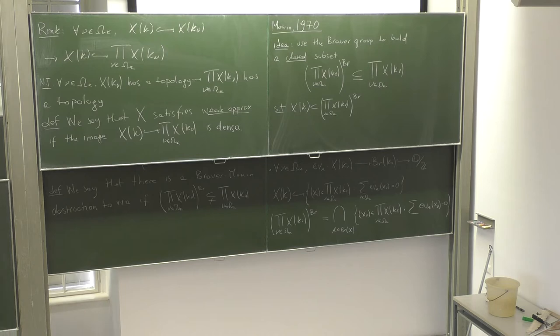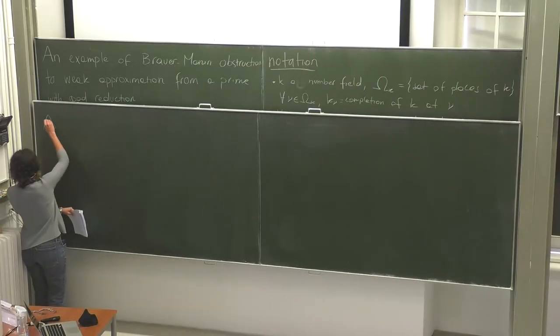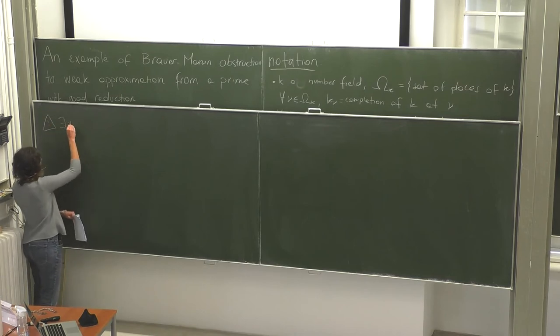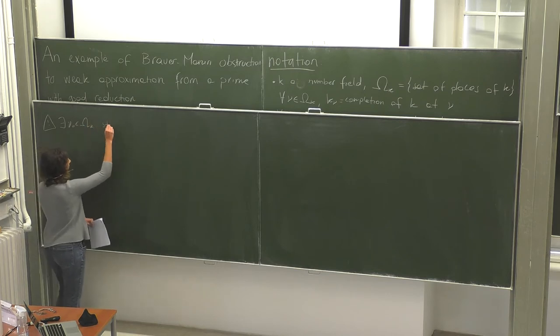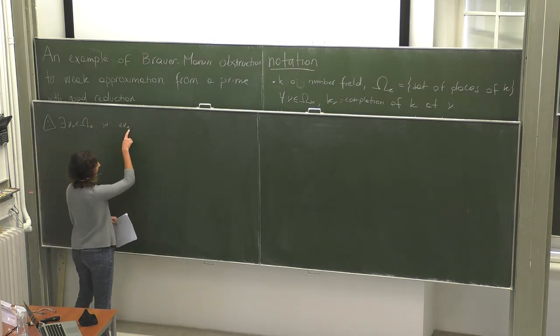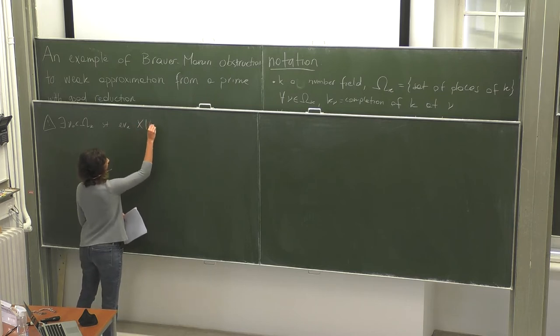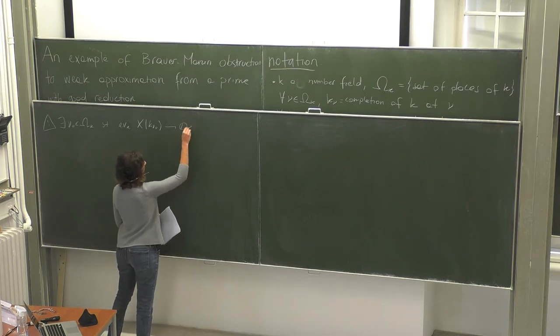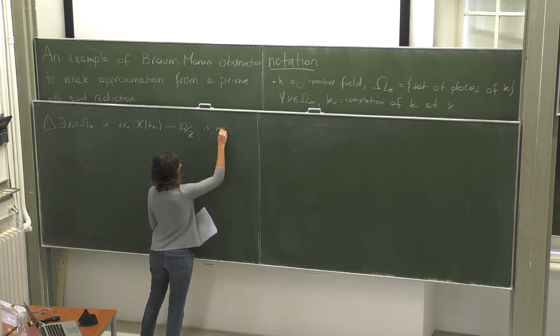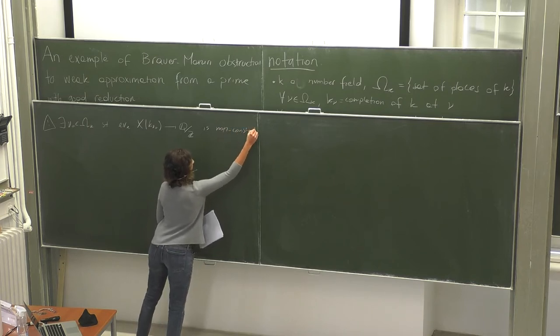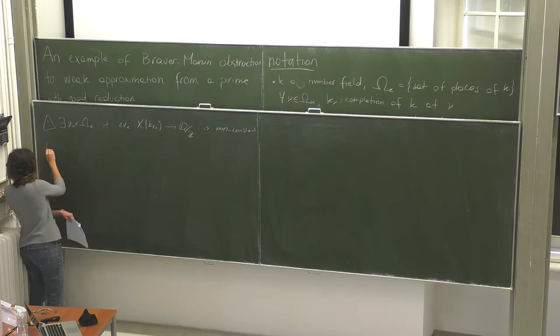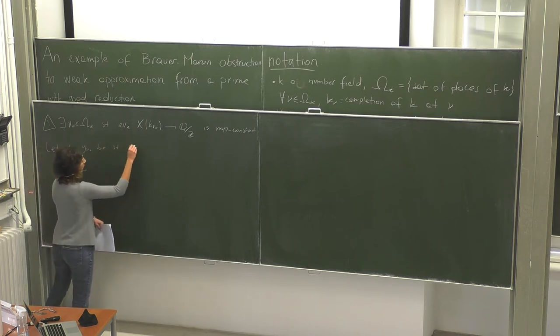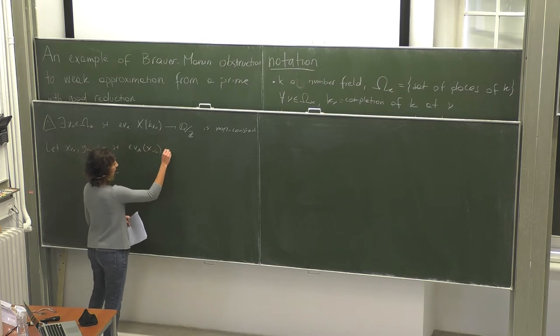We see that it's really important to understand how this evaluation map behaves in order to study the Brauer-Manin obstruction. In particular, I want to point out the following. Assume that there exists a place ν such that the evaluation map associated to a fixed element in the Brauer group, from the K_ν-points to Q/Z, is non-constant. So let x_ν0 and y_ν0 be such that they give a different evaluation. The evaluation map is different on these two points.